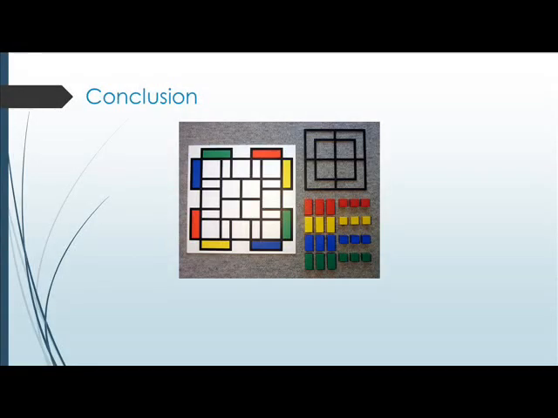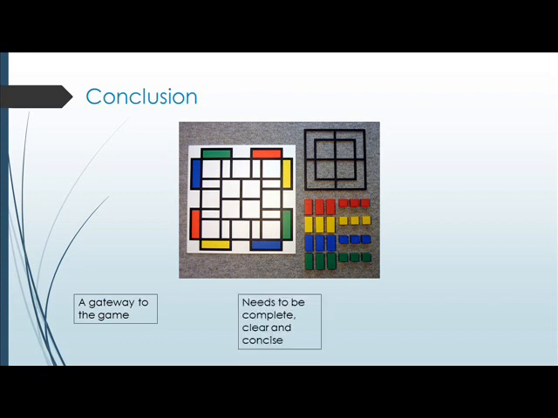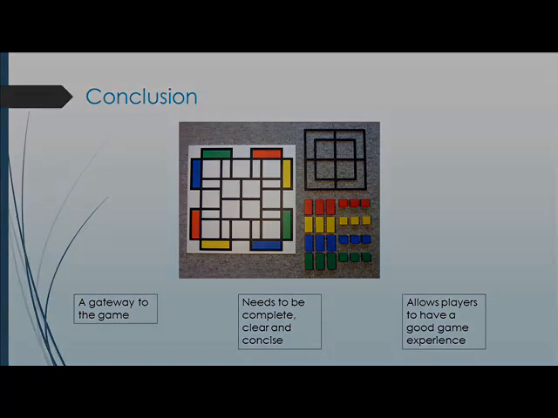Conclusion. The game instructions are one of the most crucial parts of the game, as they are the gateway through which the players will engage the game. They need to be complete and clear so that participants can understand how the game can be played by themselves, but concise enough not to bore or frustrate the players. In writing clear game instructions, rules, and guidelines, we ensure that people will have an enjoyable game experience.